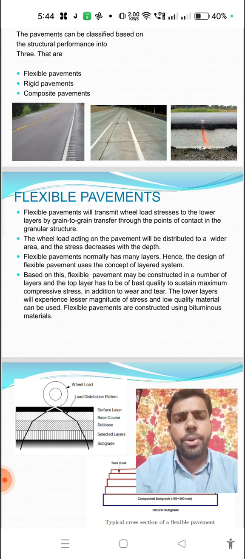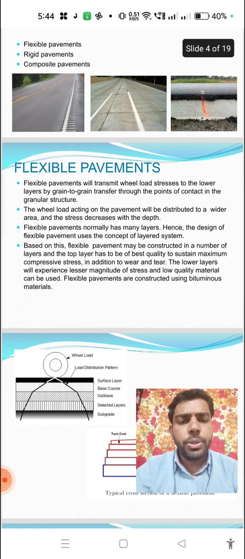The wheel load acting on the pavement is distributed over a wider area. The total wheel load does not act on a single point. It is transferred grain to grain and occupies a wider area, and up to the bottom layer the stress decreases with increasing depth of the pavement.